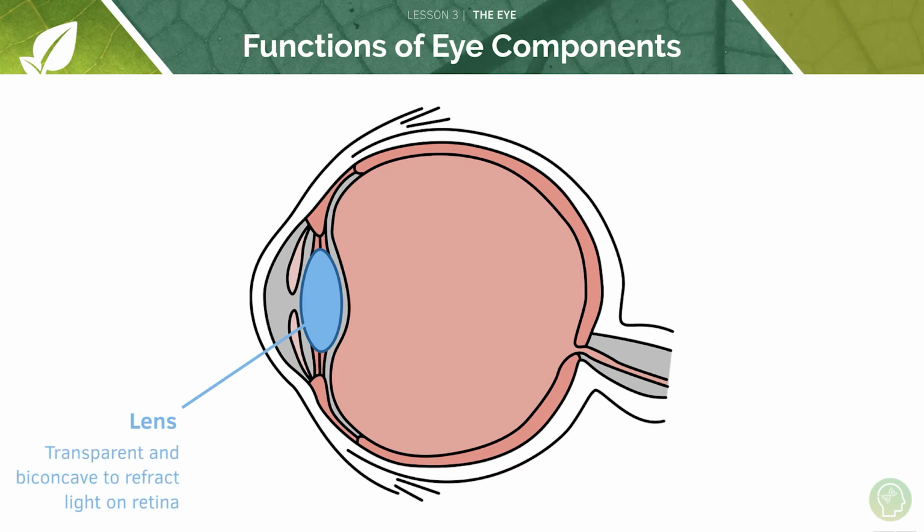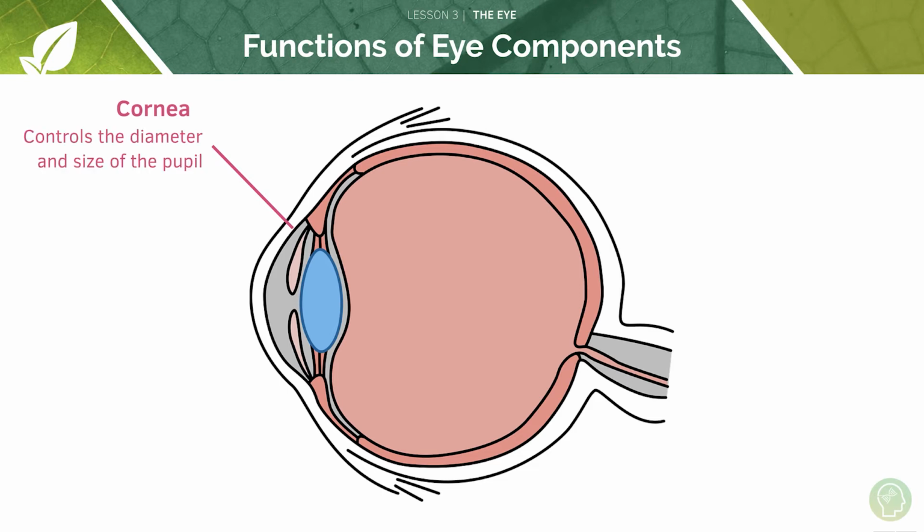So that's your lens. Its key function is refraction. And your cornea is a transparent layer of the eye, which acts as a window to the eye. So the cornea also has some refractive properties, so it bends the light entering the eye before it gets to the lens, which is also important for focusing light on the retina. So the cornea contributes some function to the lens as well.